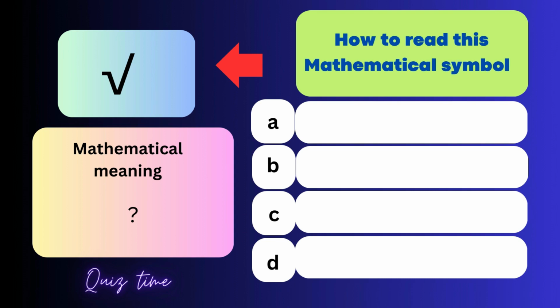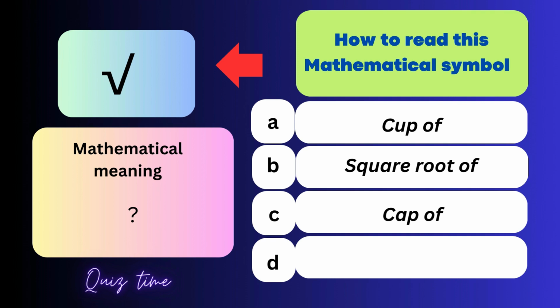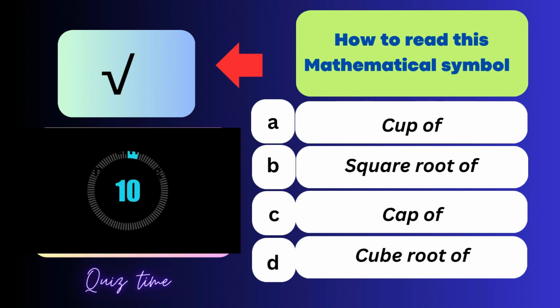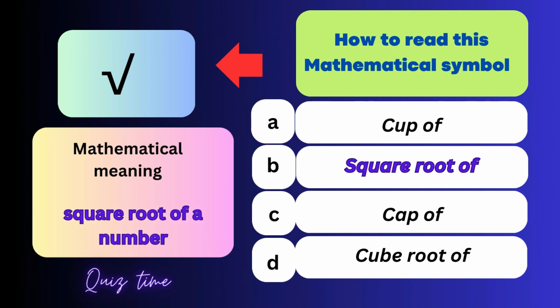How to read this mathematical symbol? A. Cup of. B. Square root of. C. Cap of. D. Cube root of. The answer is B. Square root of.